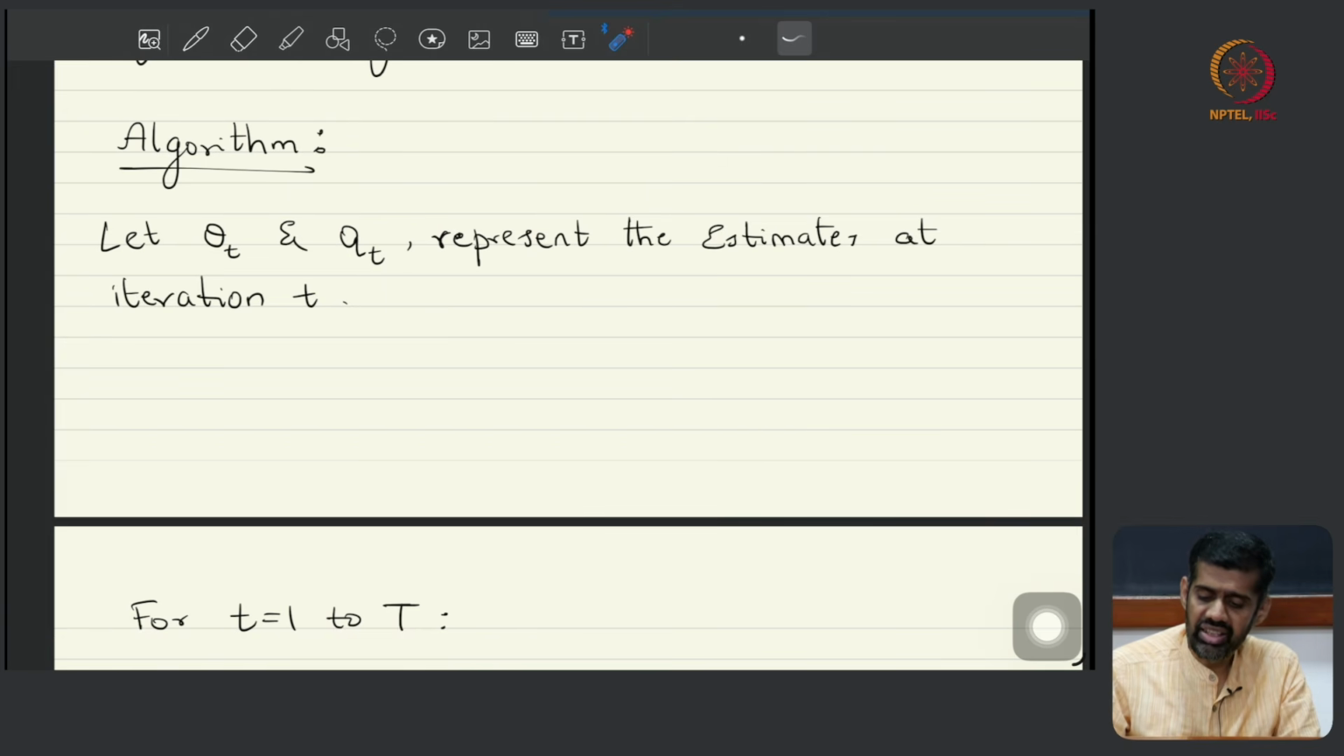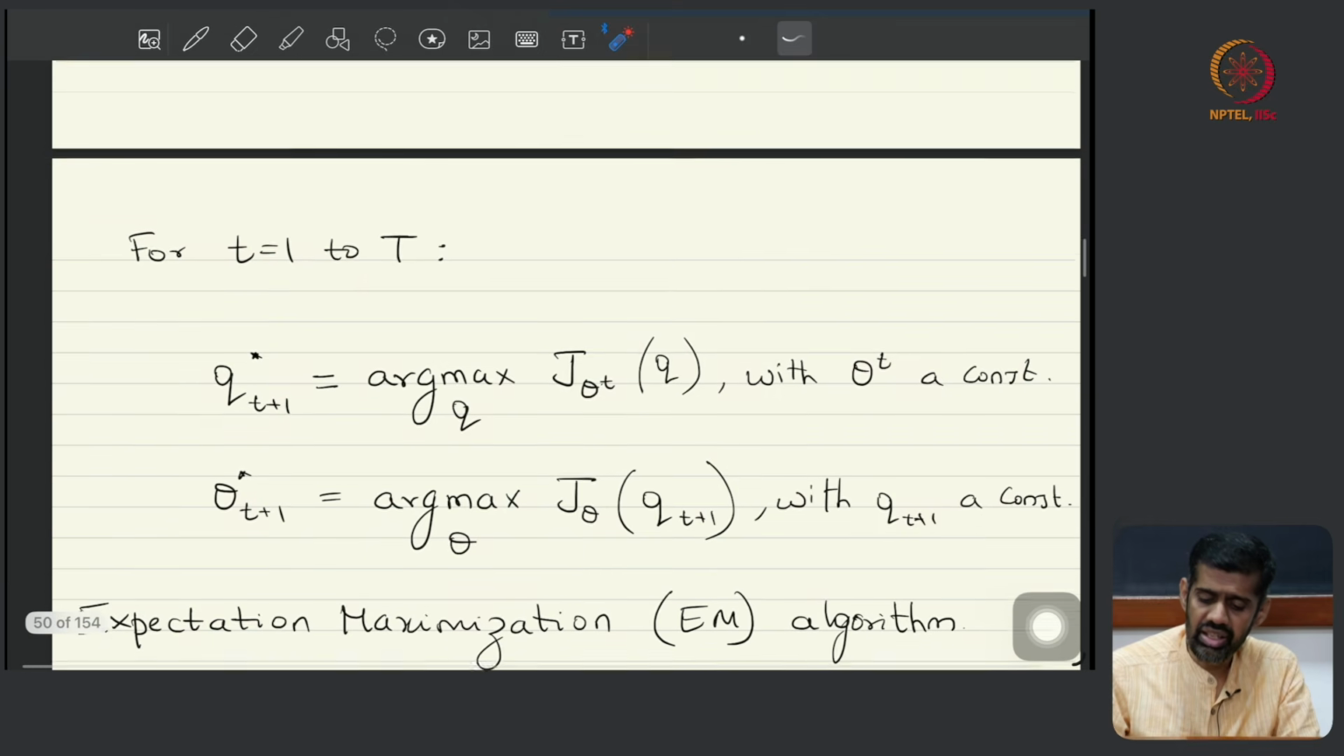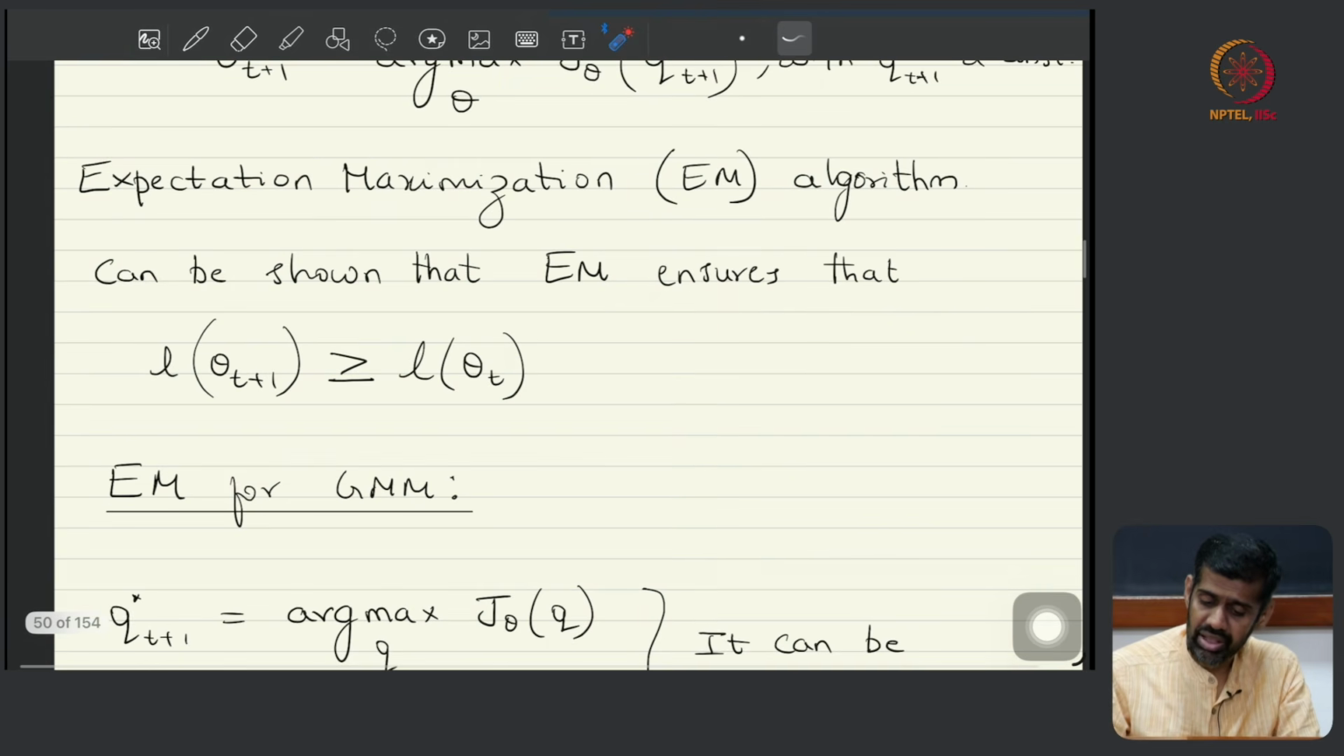Let theta t and q t represent the estimates at some iteration t. Here is the algorithm: for t from 1 to capital T, with theta t as constant, you get the next optimal q, and with q being constant you get the next optimal theta, and you keep iterating between those two, which is the expectation maximization algorithm.